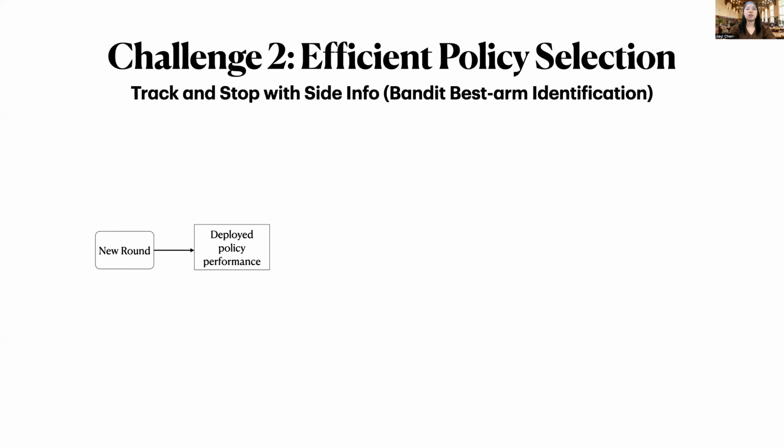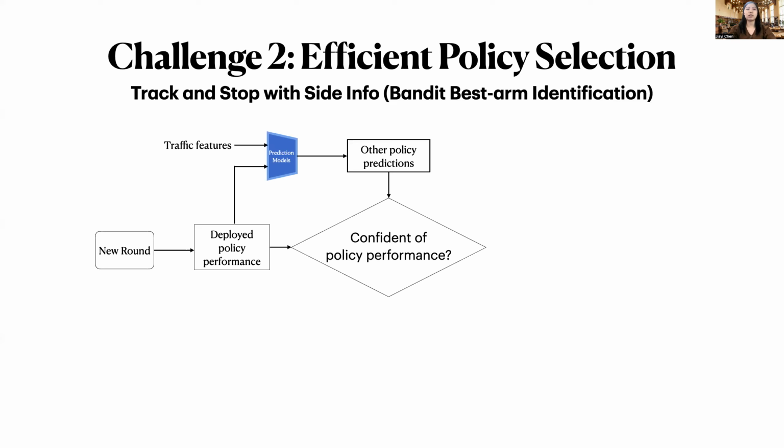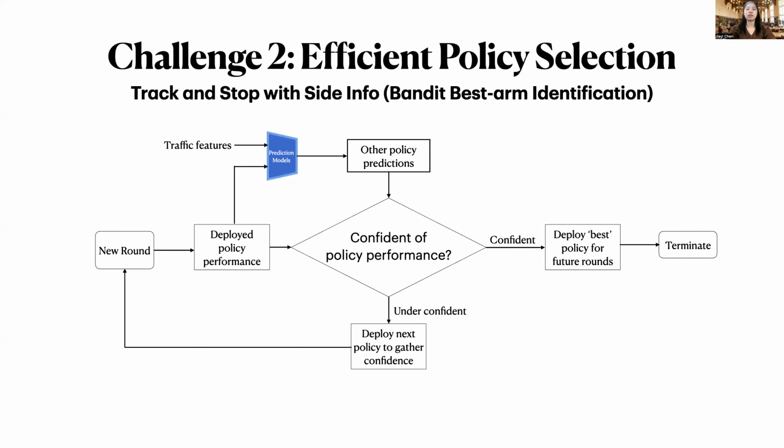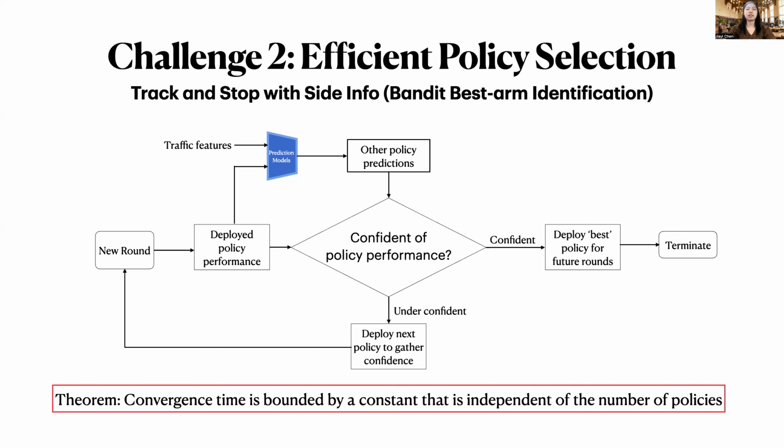In each round, we observe the performance of the current deployed policy. We feed the observed performance and the traffic feature into the prediction models to predict the other policies' performance. We then check our confidence in the policy performance. If we're still underconfident, it will deploy the next policy to gather confidence and start the next round. If we're already confident, then it will deploy the best policy for future rounds and terminate the selection algorithm. We've theoretically proved that convergence time is bounded by a constant that is independent of the number of policies.